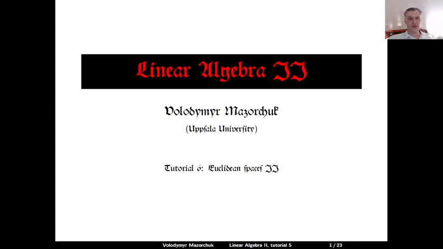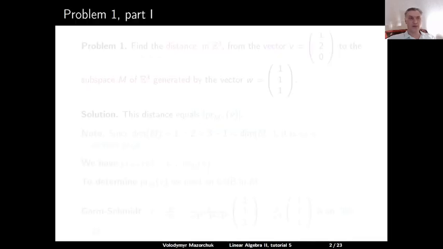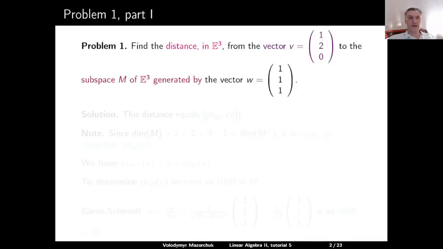Linear Algebra II, Tutorial 6, Euclidean Spaces, Part 2. Problem 1. Find the distance in the Euclidean space E3 from the vector v with coordinates 1, 2, 0 to the subspace M of E3 generated by the vector w with coordinates 1, 1, 1.